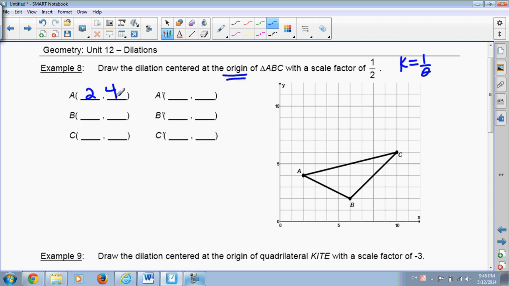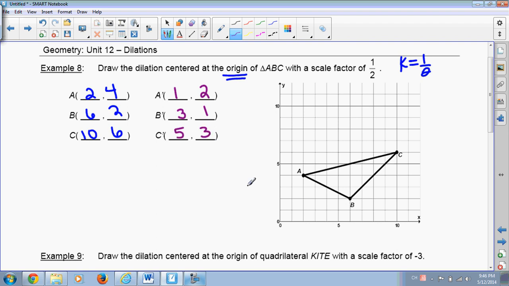Okay. B is at (6, 2). And C is at (10, 6). So if it's a scale factor of 1/2, all that means is that our new triangle will be half of where our old triangle is. So we just cut all of our points in half. So (2, 4) cut in half would be (1, 2). (6, 2) cut in half would be (3, 1). And (10, 6) cut in half would be (5, 3).